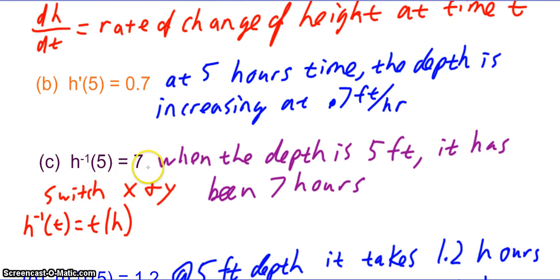h inverse of 5 equals 7. Well, what is h inverse? Remember that a function and its inverse, you're literally switching the variables. So I say switch x and y, but we're really switching h and t. So h inverse of t is actually the function t of h. So this is a function of time with respect to height. So h inverse of 5 equals 7 is saying when the depth is 5 feet, it has been 7 hours.